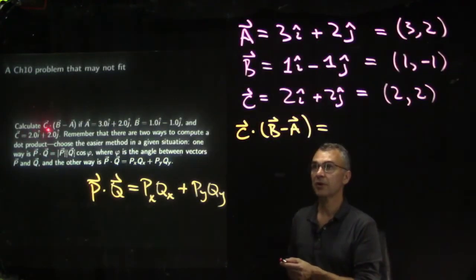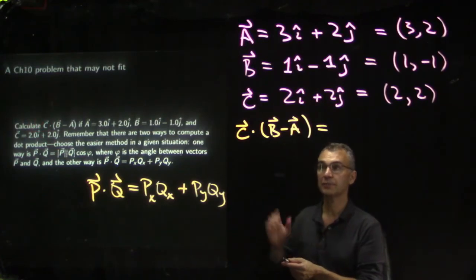Calculate the dot product C dot B minus A.